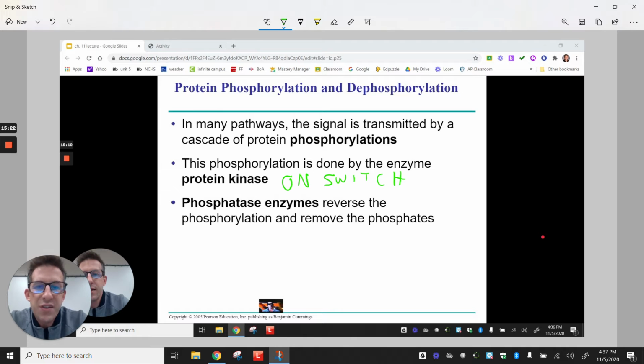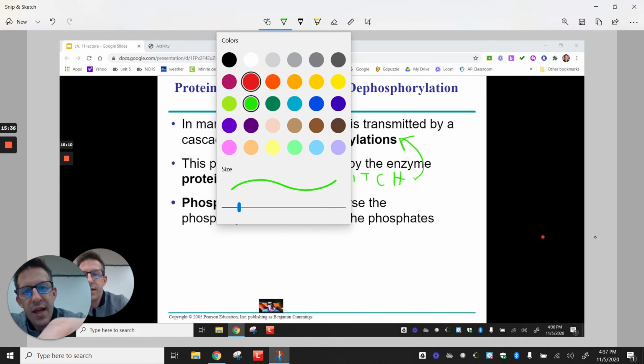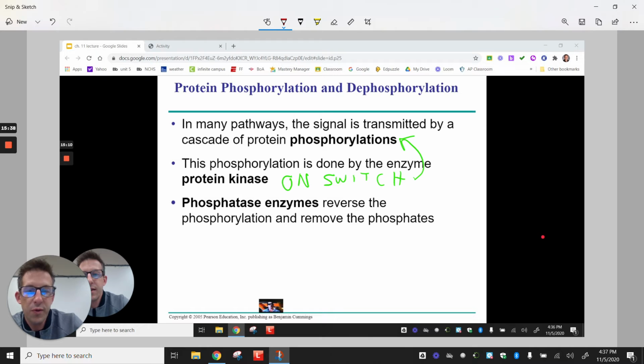Okay? Phosphorylation is like an on switch, and it is done by protein kinase. Now, the opposite of that would be something called dephosphorylation, and dephosphorylation is like an off switch. And the enzyme known as phosphatase reverses phosphorylation. Effectively, what you see with dephosphorylation is the removal of that phosphate group.